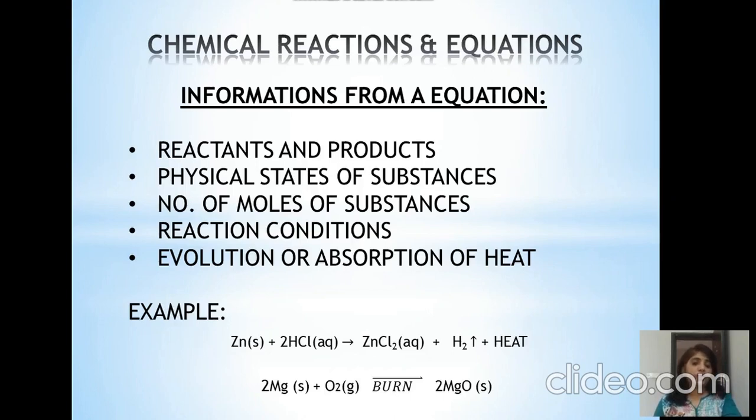like some other medium instead of water is required, like ether is required, the reaction is carried out in ether or dry ether, acetone. All these are the reaction conditions which show what the medium is, or what the temperature and pressure conditions are, or what catalyst is required. A catalyst is a substance which increases the rate of reaction. Sometimes it happens that a reaction doesn't take place, so catalysts work there.